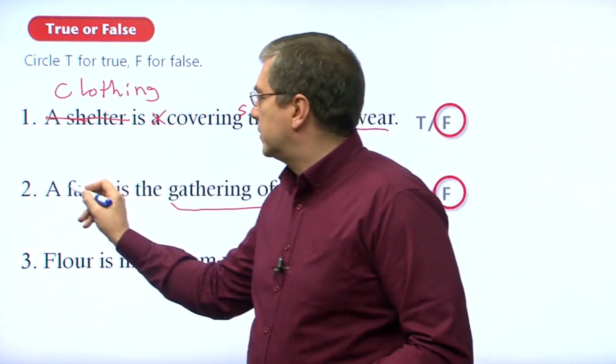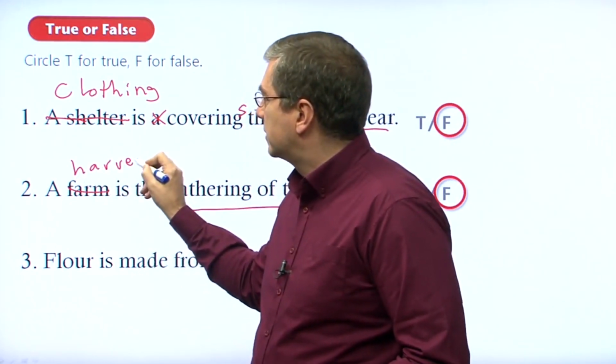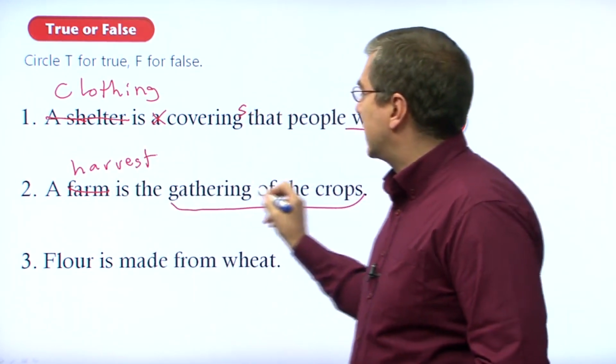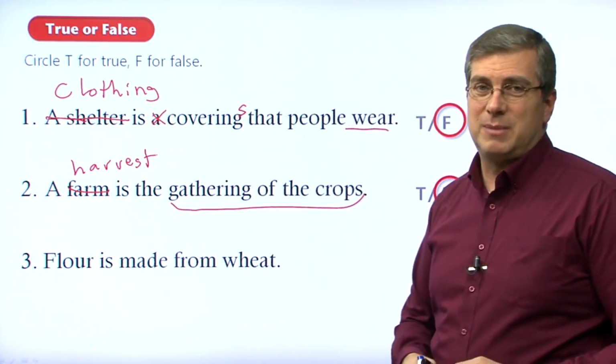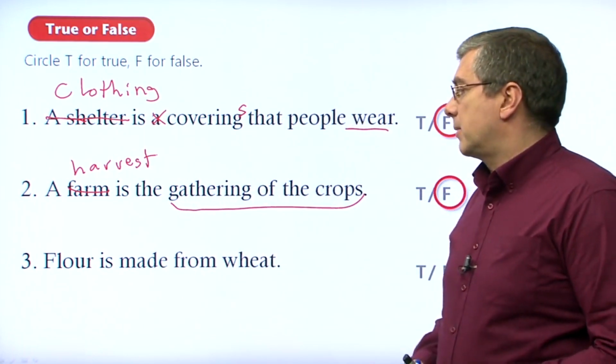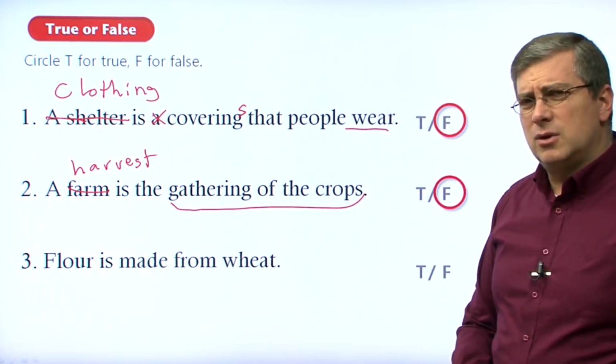If we change it, though, and say a harvest, a harvest is the gathering of the crops, that's true. But again, we have to change the sentence to make it true. Let's take a look at number 3. Flour is made from wheat. Does that sound correct to you guys?